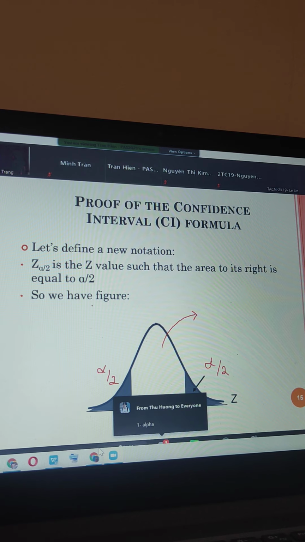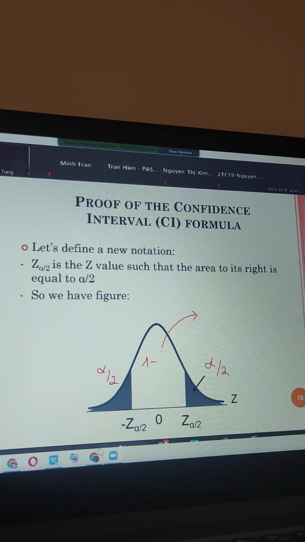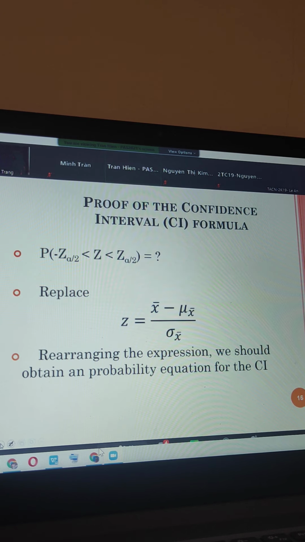Okay, thank you, Ngọc Diệp. Because alpha over 2 is on both sides, right? You know that the area under the curve equals 1, so the area, or the probability, for the middle region will be 1 minus alpha.